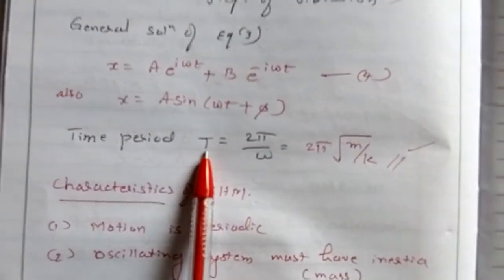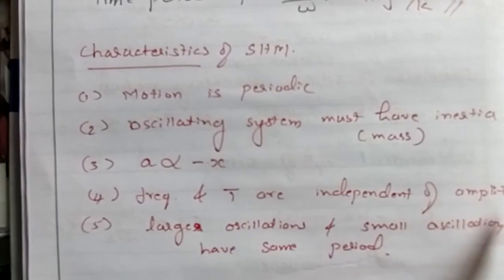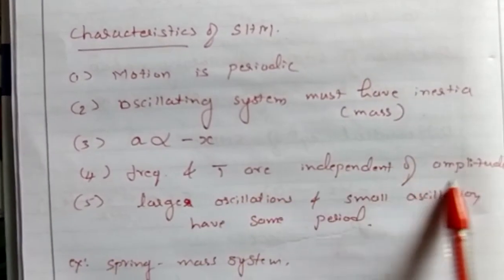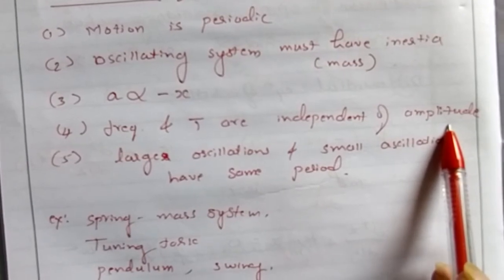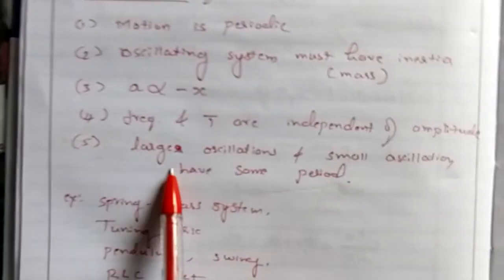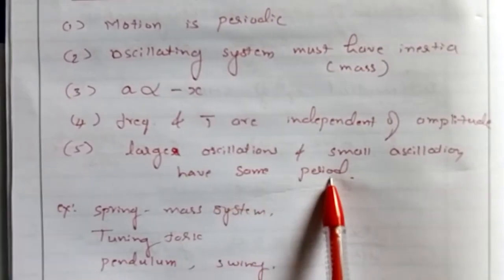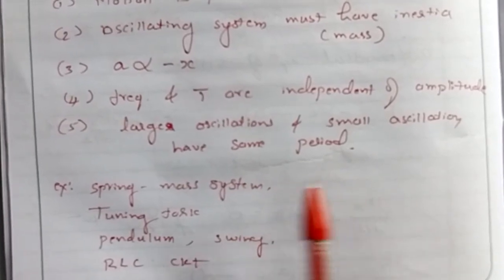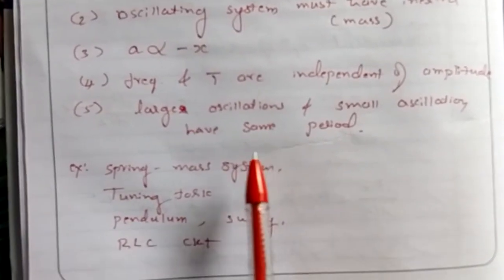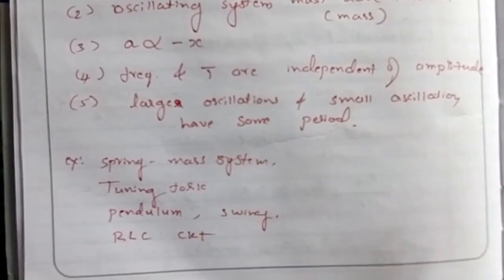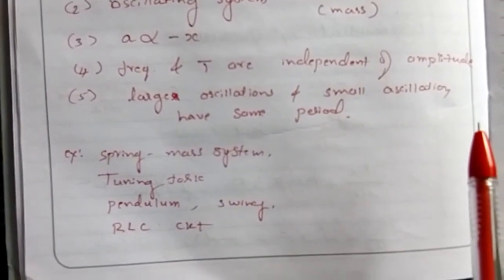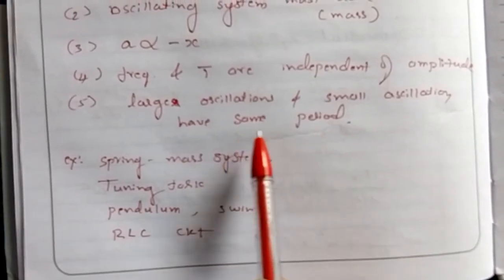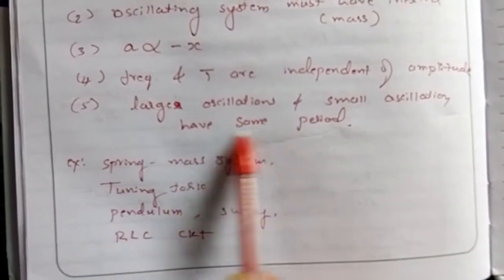The frequency and time period are independent of amplitude. Here the angular frequency omega is equal to root k by m, so there is no term related to amplitude. That means frequency and time period are independent of amplitude. The amplitude may be less or more in a simple pendulum, but the time period of the pendulum remains the same. Larger oscillation and smaller oscillation have the same period. You might have observed that when the bob of a pendulum makes a smaller oscillation, it moves slowly, and with larger amplitude it moves fast. That means the time period remains the same.